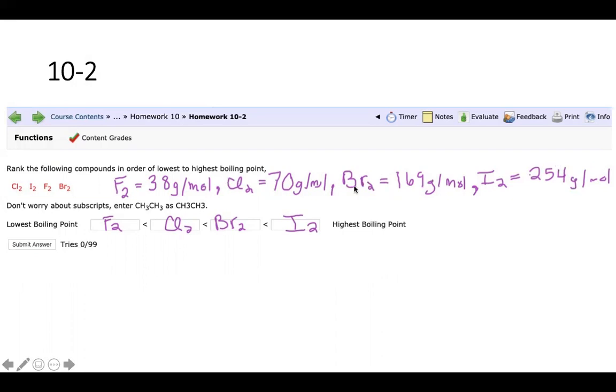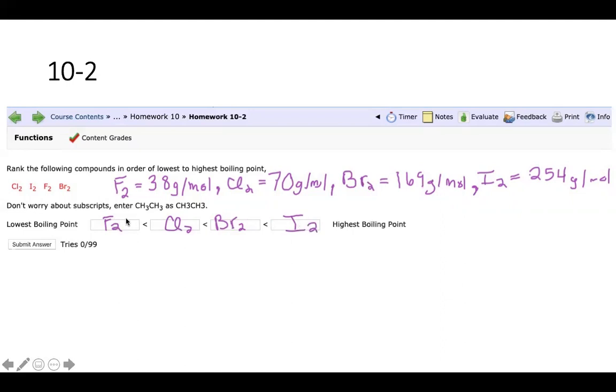So we have everything ranked out by molar mass. We see that the molar mass of fluorine is 38 grams per mole, chlorine is 70 grams per mole, bromine is 169 grams per mole, and iodine is 254 grams per mole. That means that in my ranking of London dispersion force, fluorine has the weakest London dispersion, chlorine has the second weakest, bromine has the third weakest, and iodine has the strongest.